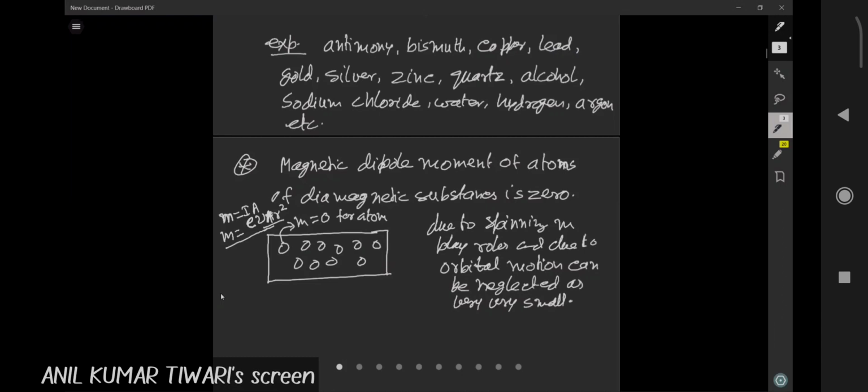So they spin in pairs in opposite directions. Correct. In this, the number of electrons spinning clockwise is equal to the number of electrons spinning anti-clockwise. So that spinning will give the magnetic dipole moment in one direction, and anti-clockwise spinning will give the other direction. Both will be the same in magnitude, opposite in direction, and therefore the net magnetic dipole moment of the atom becomes zero. Any problem?